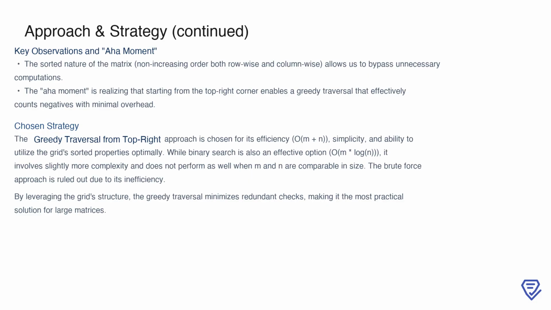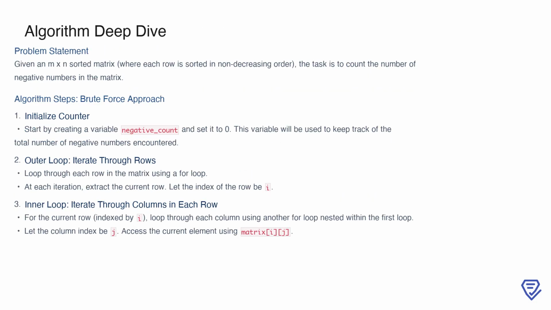To solve the problem of counting negative numbers in a sorted matrix, we can start with a brute force approach. In this matrix, each row is sorted in non-decreasing order, and our goal is to count all the negative numbers. The first step is to initialize a counter variable called negative_count and set it to 0. This variable will track the total number of negative numbers as we process the matrix.